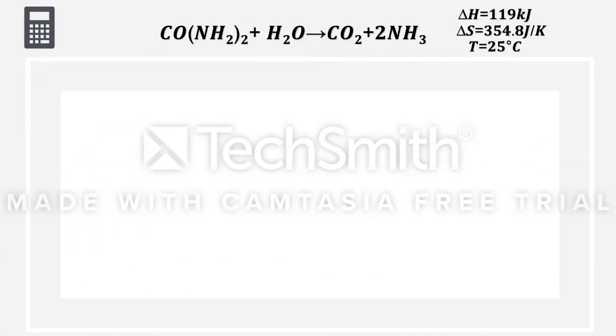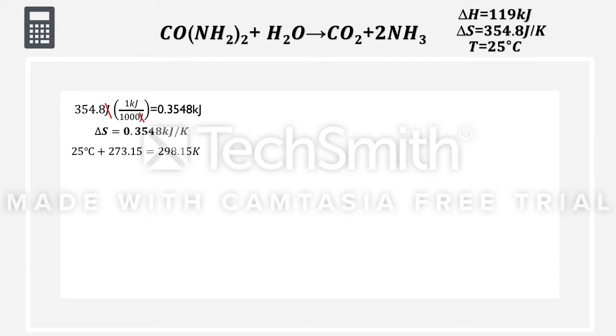Now remember the first step for solving for delta G. We have to convert all numbers into proper units. The proper units are kilojoules and Kelvin. We see that the change in enthalpy is already in kilojoules, but the change in entropy is not. To convert entropy from joules per Kelvin to kilojoules per Kelvin, we will be dividing by 1,000. As you can see, the joules cancel out, and then we are left with delta S equaling 0.3548 kilojoules per Kelvin. Now we have to change the temperature to Kelvin. So we have the temperature being 25 degrees Celsius, so we have to add 273.15, and now the temperature is 298.15 Kelvin.